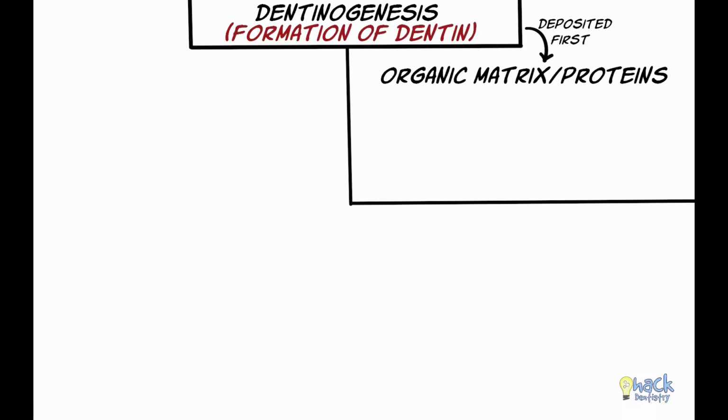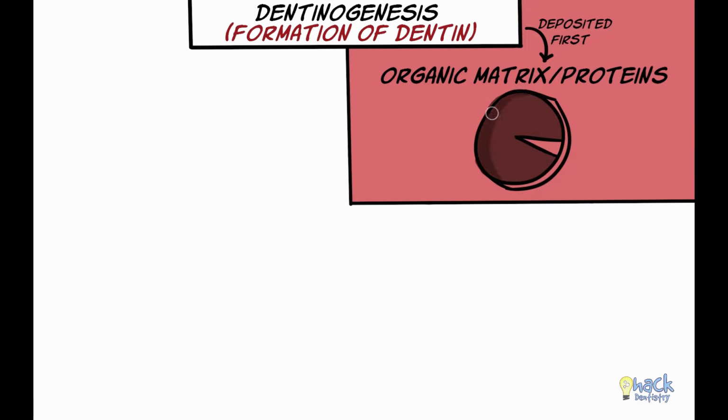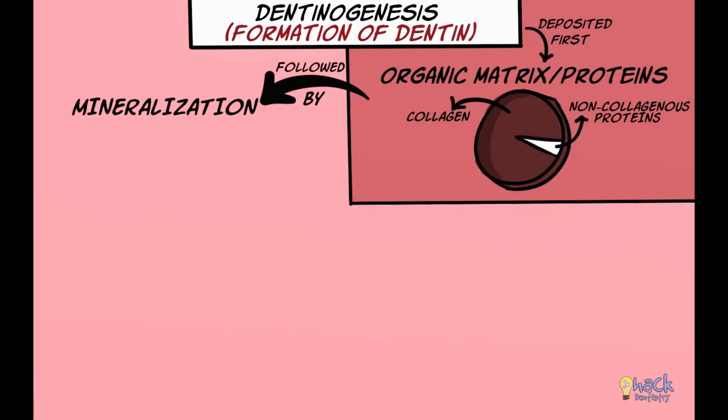Dentinogenesis is the process of formation of dentin. It starts off with the deposition of predentin, which is an unmineralized organic matrix comprising majorly of collagen and a tiny fraction of non-collagenous proteins. This is followed by mineralization of the organic matrix, thus forming dentin.